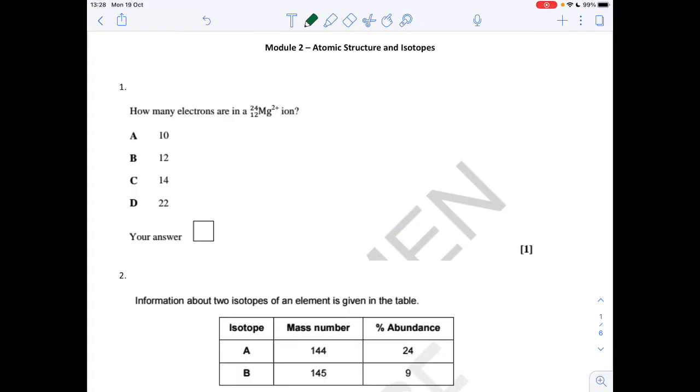So first question is a multiple choice question. How many electrons are there in this magnesium 2 plus ion? The trick here really is it's got a 2 plus charge, so there are two fewer electrons in the ion than in the atom. So the answer was 10, so it's A.